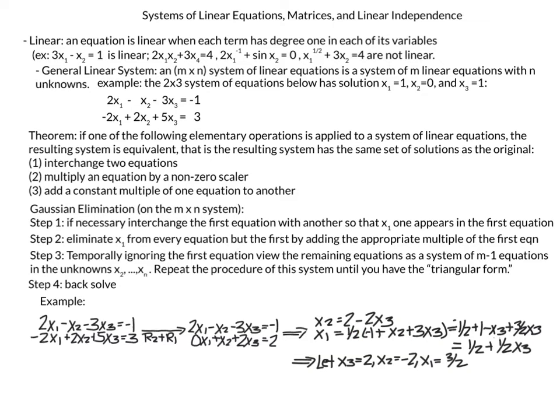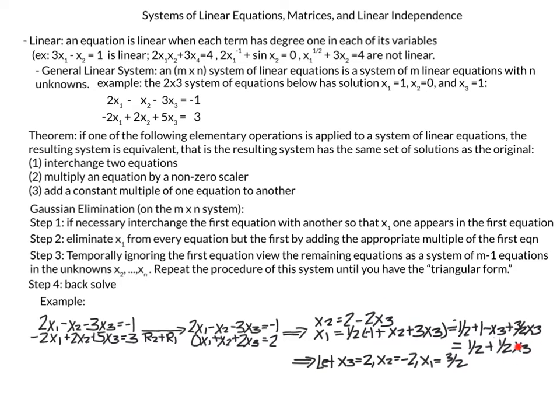We move the x2 to the other side and the 3x3 to the other side. But also now we can substitute this here, our 2 minus 2x3 for x2. So we also have x1 solved in terms of x3. So if we want a solution to the system of equations, in this case, x3 is free.